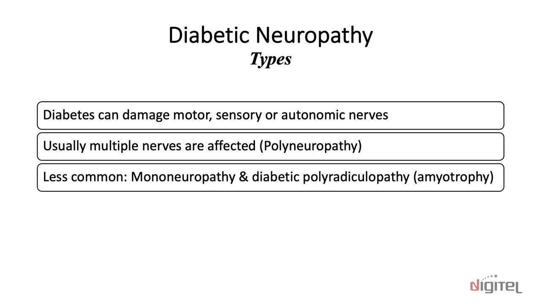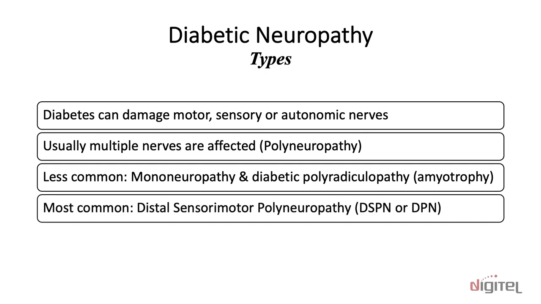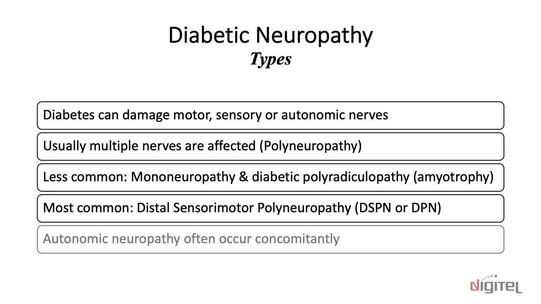Less commonly, diabetes can affect single nerves, in which case it would be called mononeuropathy, such as carpal tunnel syndrome, and a rare form of diabetic neuropathy, which is quite dramatic, is called amyotrophy. It usually involves the hips and thighs, with severe pain, weakness, and weight loss. But for all practical purposes, the most common one that you see is called distal sensorimotor polyneuropathy, and sometimes it is also referred to as diabetic neuropathy. Many patients who have diabetic polyneuropathy also have some degree of autonomic neuropathy.